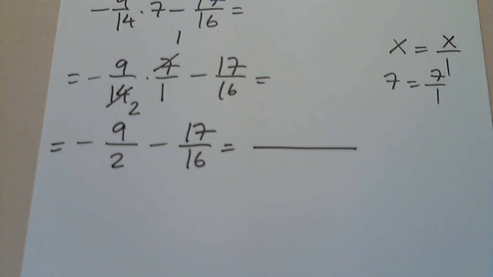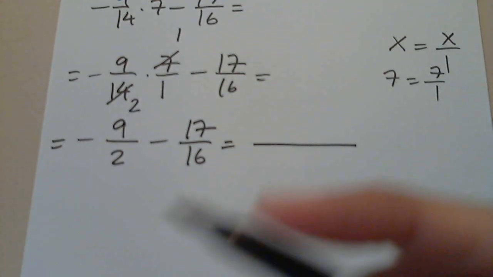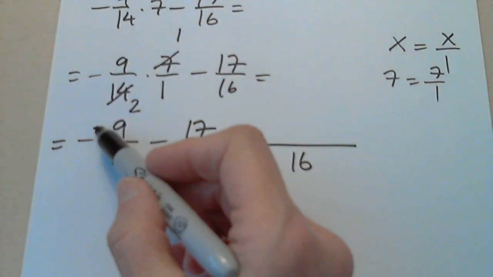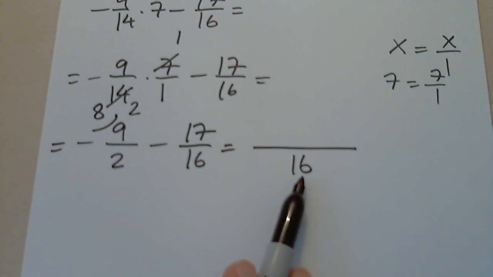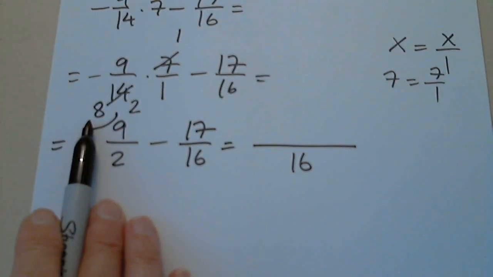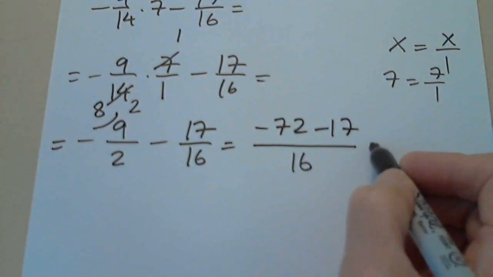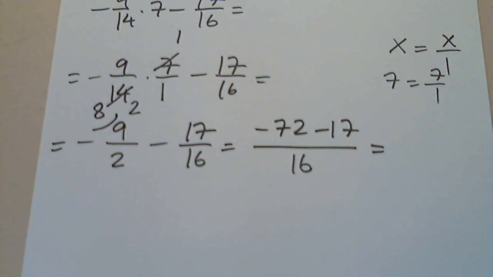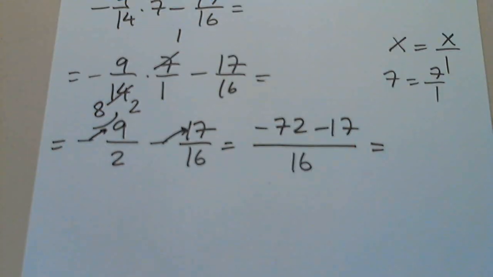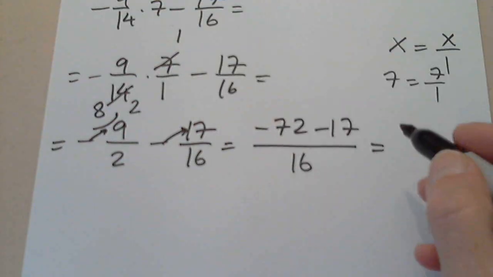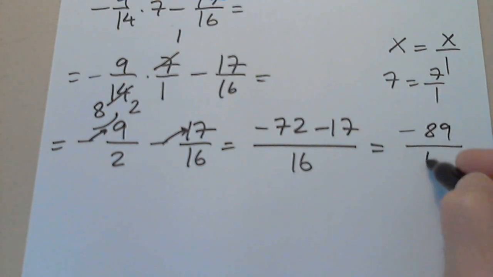What is the least common denominator? 16. Yes. And that's nice because I only need to adjust this by an 8. Why? Because 2 was multiplied by 8 to get 16. That's why I have to apply the same treatment to the numerator. So negative 72 minus 17. Notice that the sign goes with the top. So we have negative 89 divided by 16.